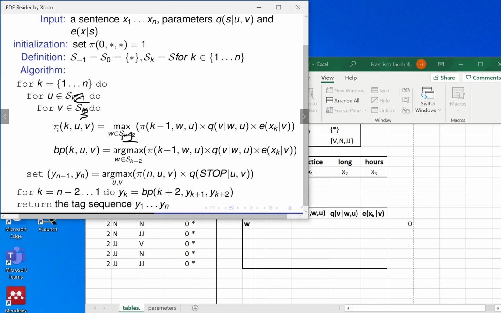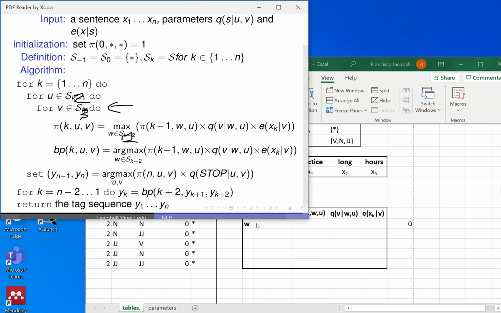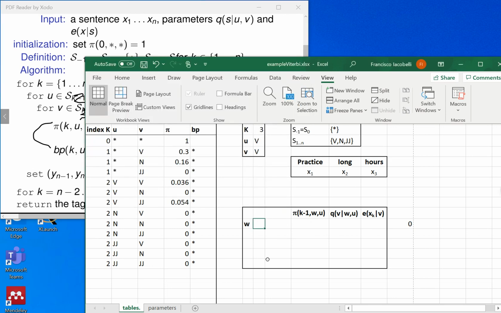Then we move to the next line. V is going to go over S3 right here, right? S3. So the first tag of that set is V. All right? And now we go into the inner for loop here, right? And W is going to iterate over all elements of S1 computing this thing, okay? So let's iterate all the elements of S1. S1 is V and JJ. So we're going to iterate over V, N, and JJ.